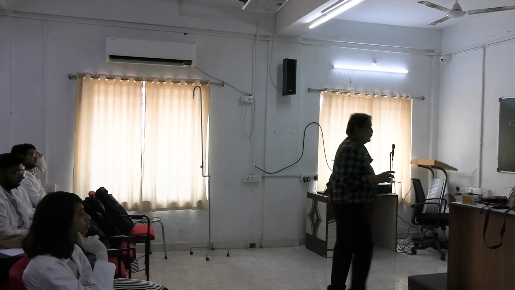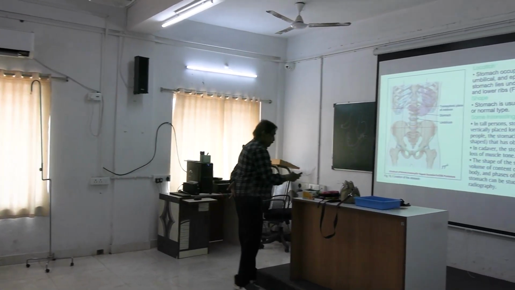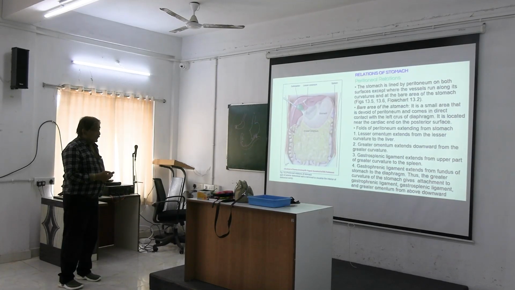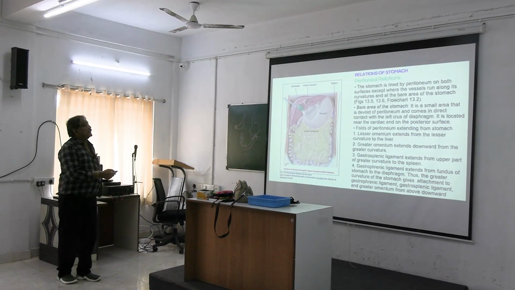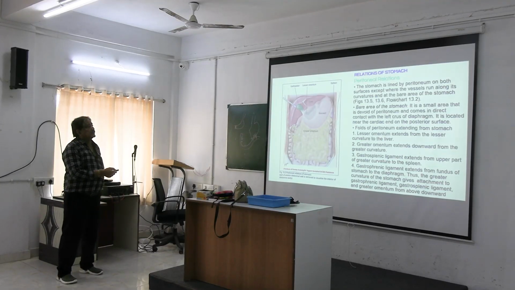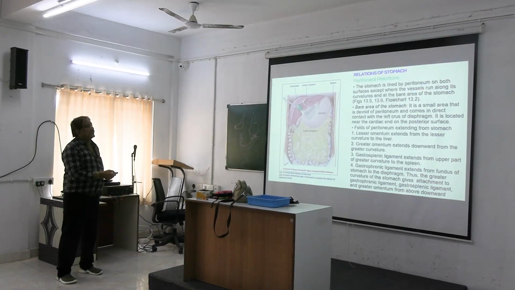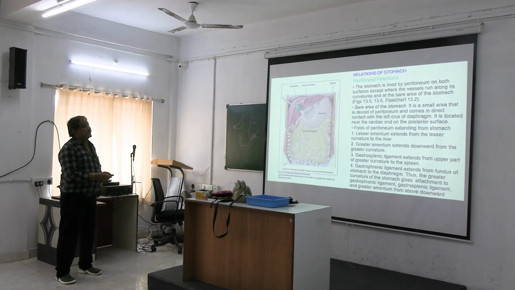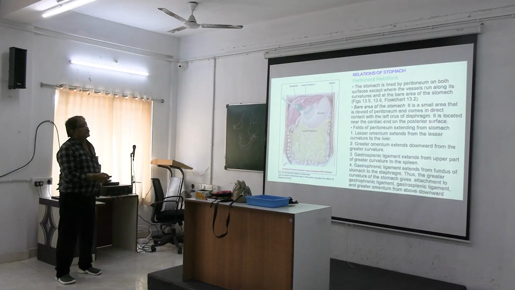Now, this is the peritoneal relation of the stomach. The stomach is lined by peritoneum on both surfaces, except where the vessels run along the curvatures and at the bare area of the stomach. The bare area of the stomach is a small area devoid of peritoneum that comes in direct contact with the left crus of the diaphragm. It is located near the cardiac end on the posterior surface.